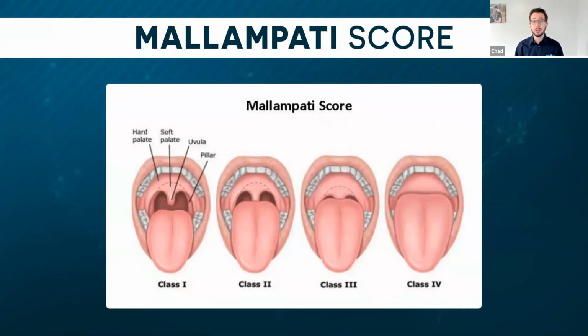The way that we do this is we have the patient sit upright in their chair, stick out their tongue, and not say ah.